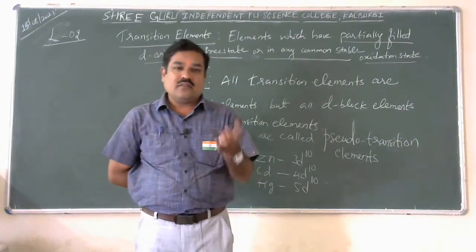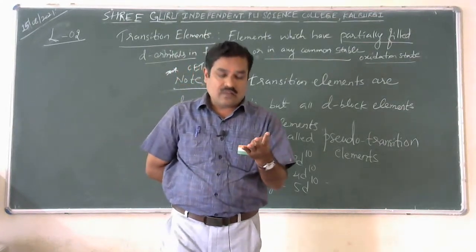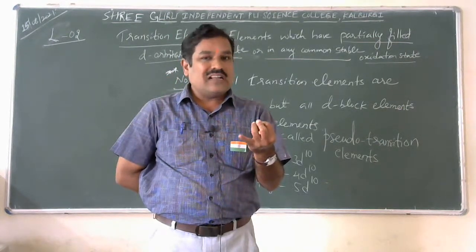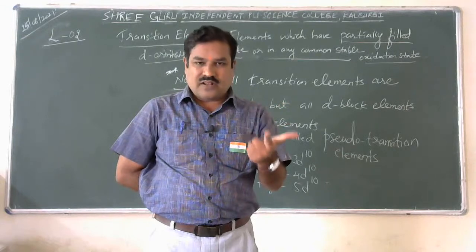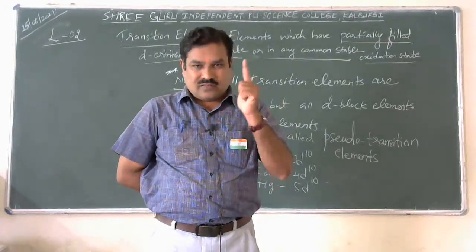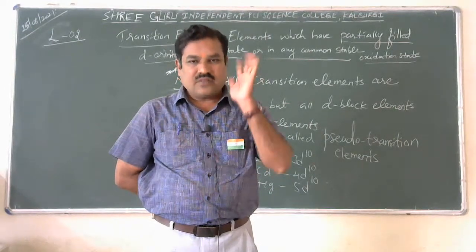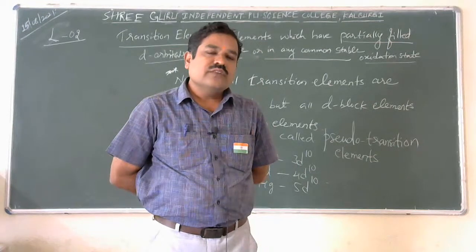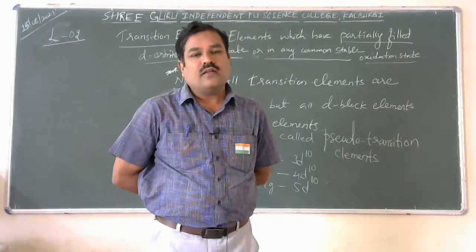They are hard. Why? The metallic bond is very strong. They are hard, brittle, have high tensile strength, are highly malleable, highly ductile, with high electrical and thermal conductivity, and a larger number of unpaired electrons. Because of this they have some unique characters, differing from s block elements and p block elements.